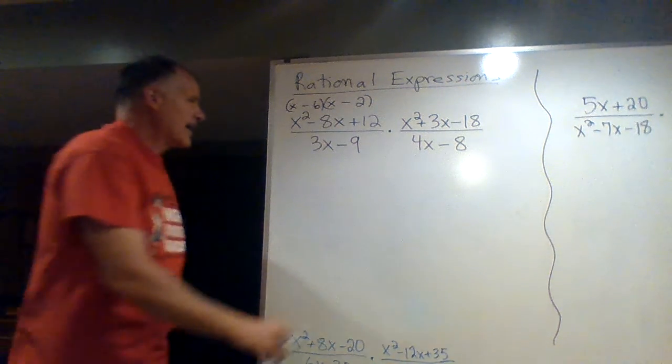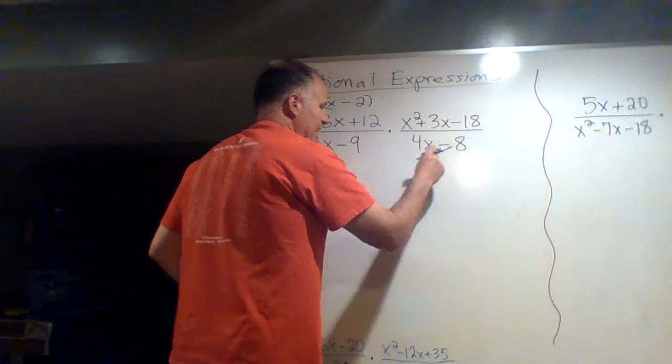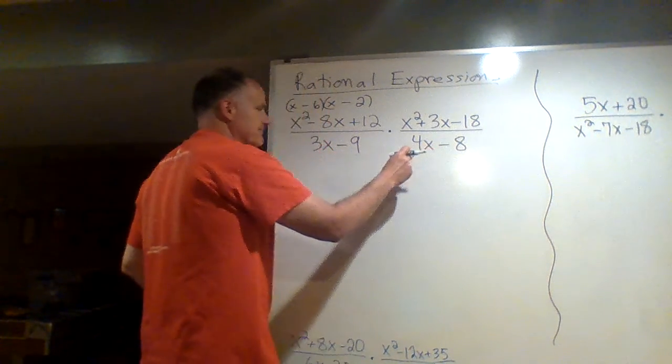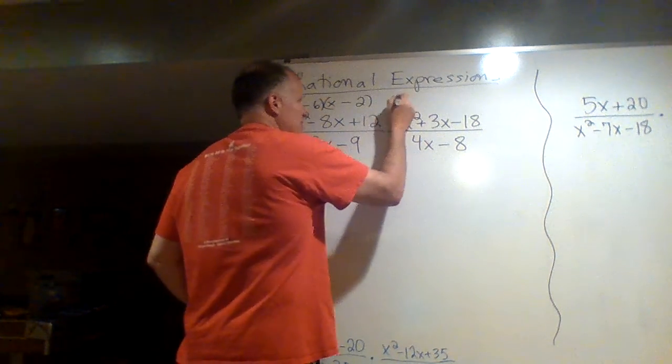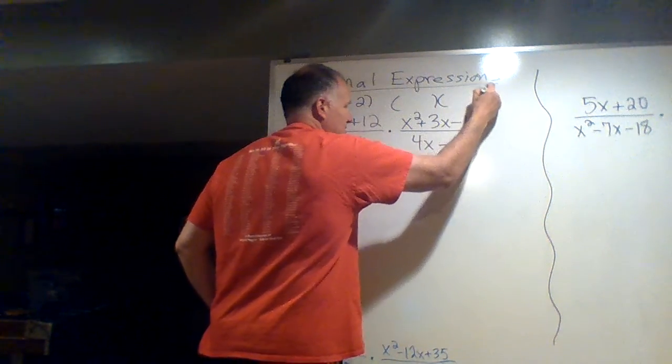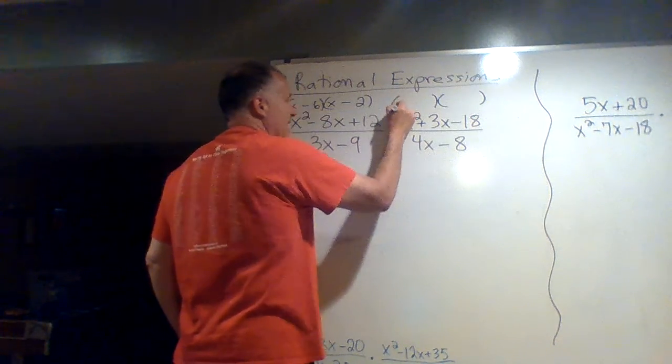Now again, let's go ahead and I'm going to cancel. Let's go ahead and just do this one. Again, we have the trinomial. Let's stick with the trinomial. So again, x and x.